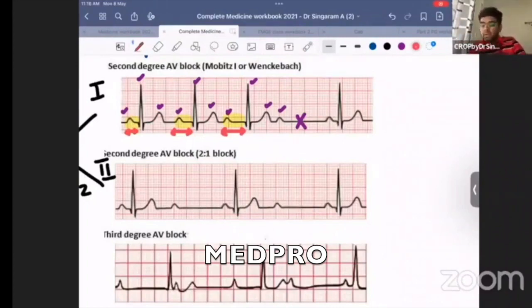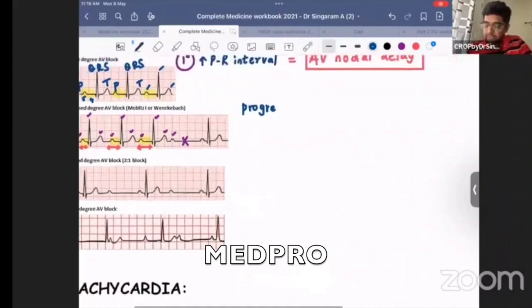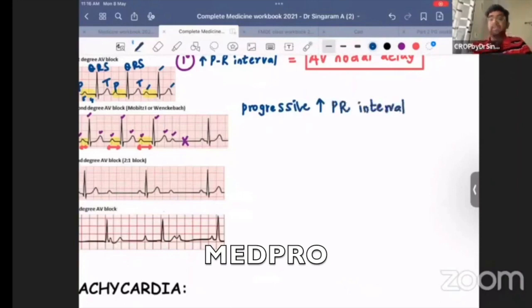Alright, I am going to write it like this. There is a progressive increase in the PR interval. Are you able to follow? There is a progressive increase in the PR interval, followed by a loss of the QRS itself. Or in other words, one wave is dropped. Are you able to follow this? Okay.